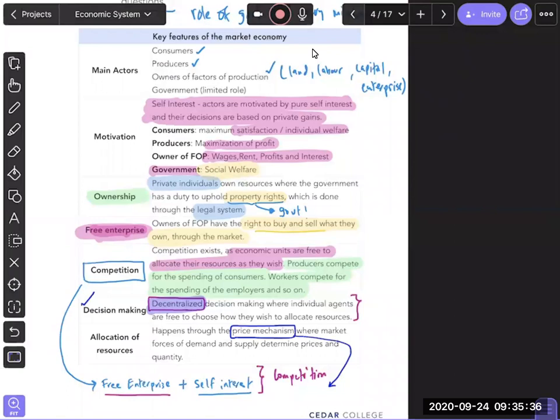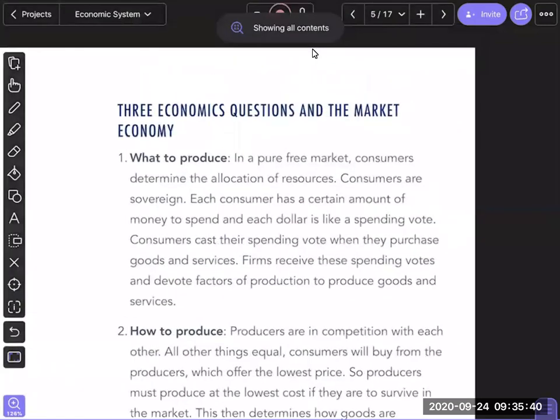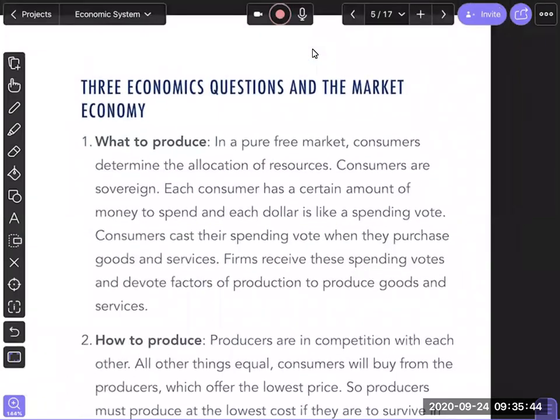Let's move on and now talk about how a free market economy answers the three economic questions of what, how, and for whom to produce. We saw these three economic questions were important for us to decide the allocation of resources, which is the fundamental role of an economic system. So the first question we need to answer is what to produce.